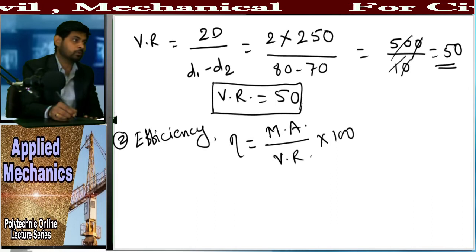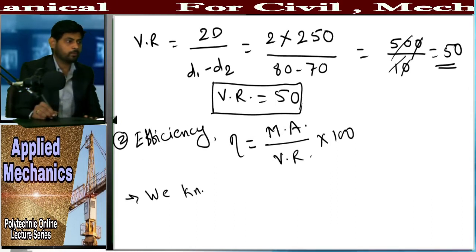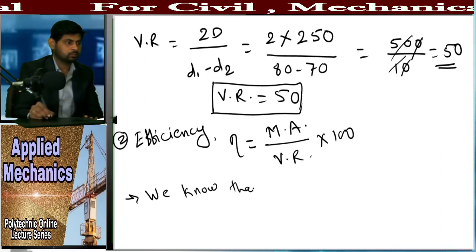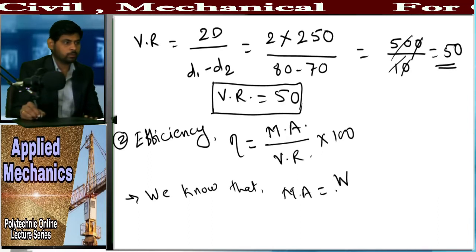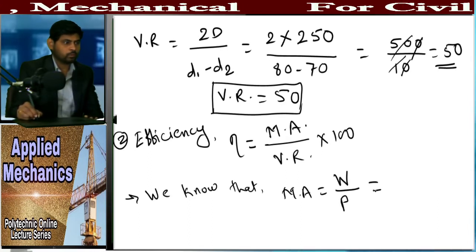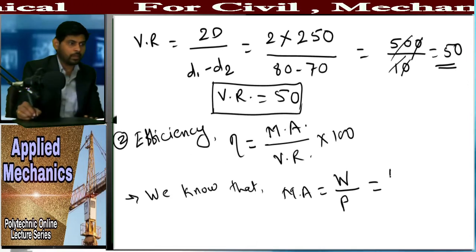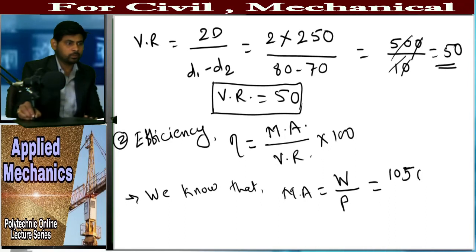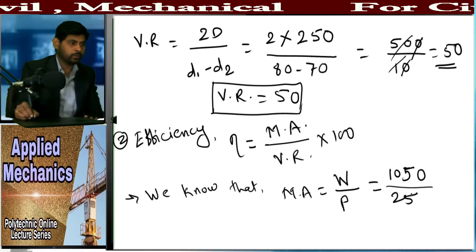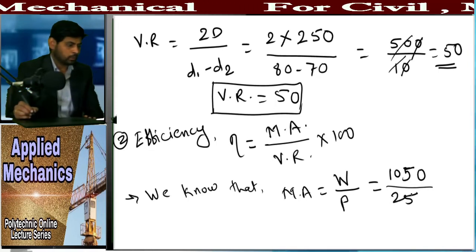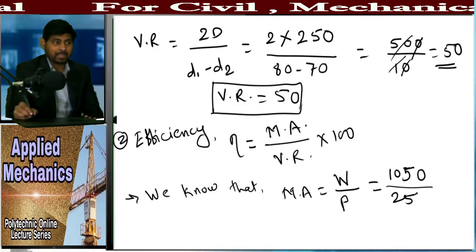So the first thing we have to do is, we know that mechanical advantage is equal to W upon P. The value of W is given to us, 1050 is the value of W, that is the load, and the value of effort is 25 Newton, right? So right now we have to do the calculation on your calci.